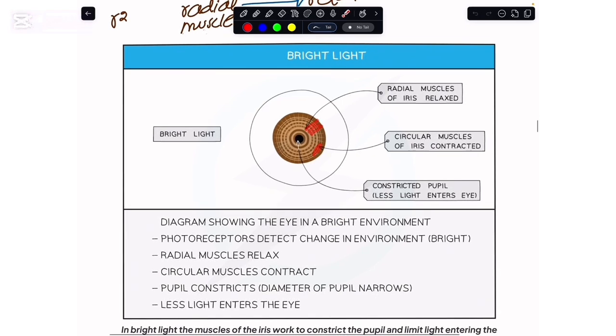For the explanation in the exam, you would say that initially when bright light hits your eye, it is detected, and afterward the radial muscles relax and the circular muscles contract, the pupil constricts, and the diameter of the pupil narrows down, and as a result, less light enters your eyes.